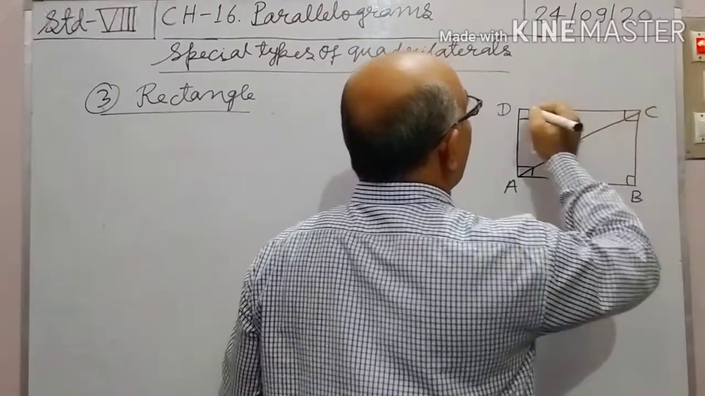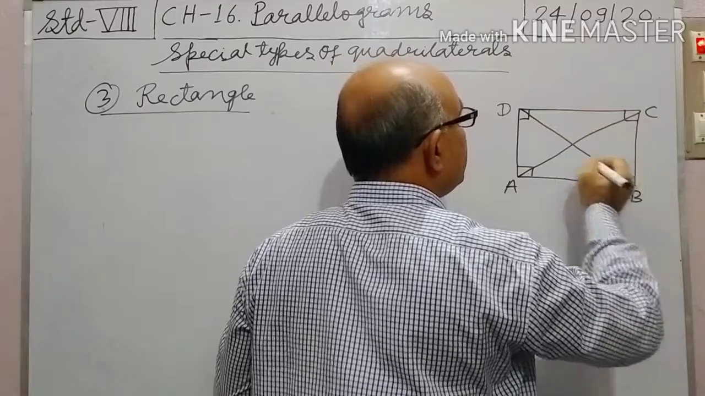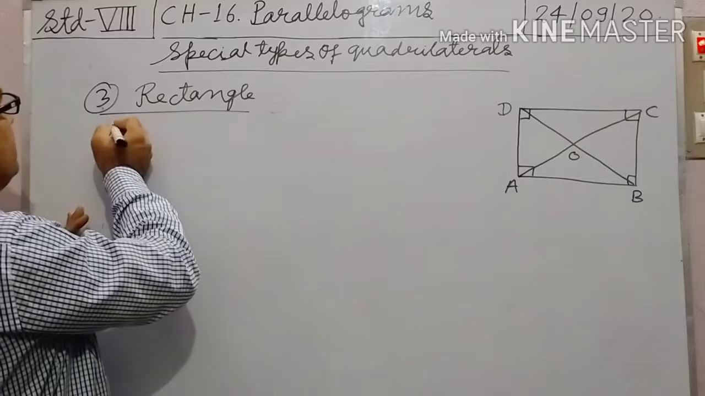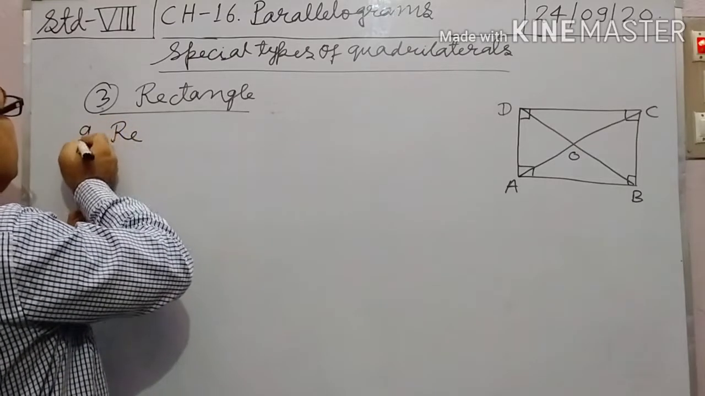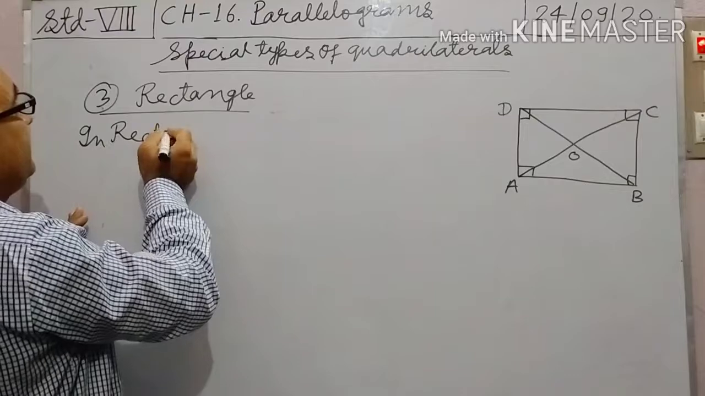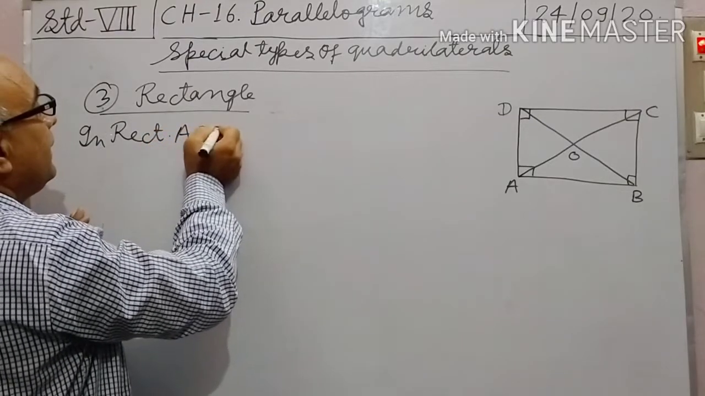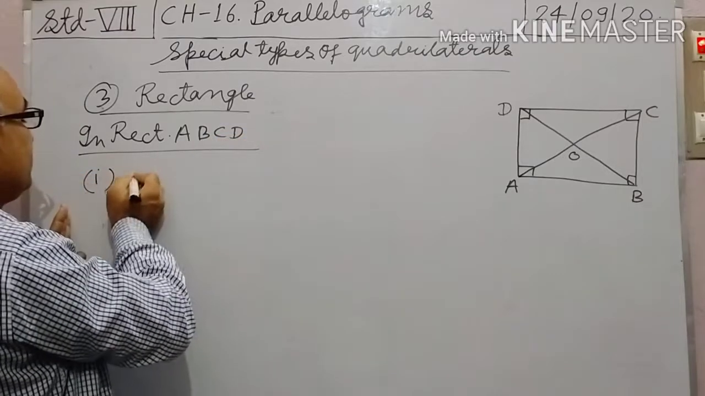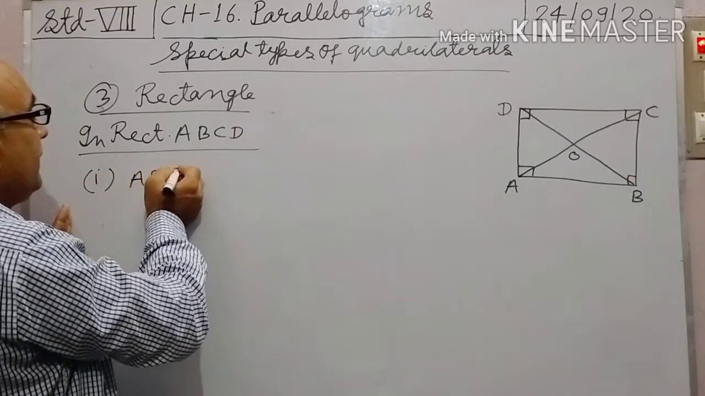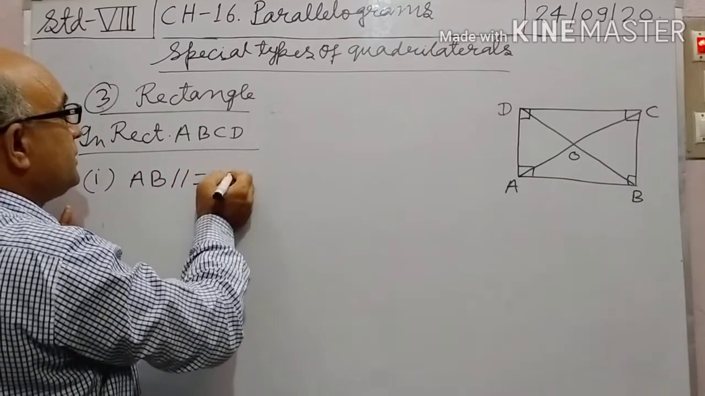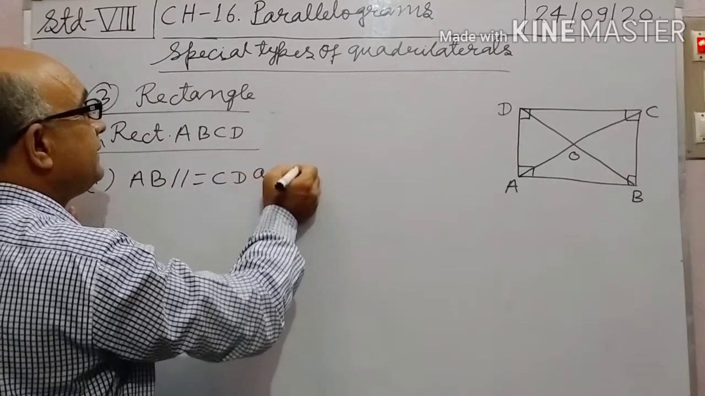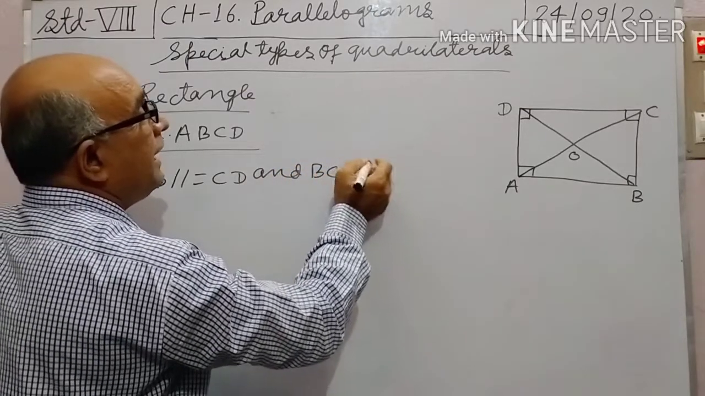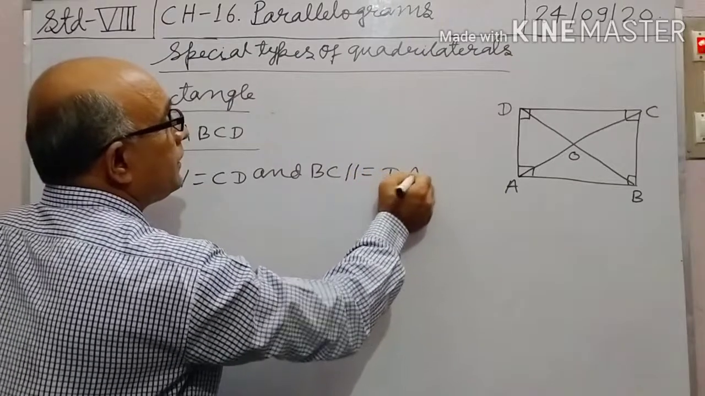Both diagonals are equal and bisect each other. So the properties of a rectangle: in rectangle ABCD, first, AB is parallel and equal to CD, and BC is parallel and equal to DA.